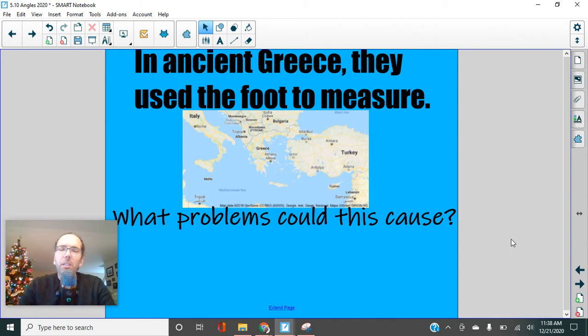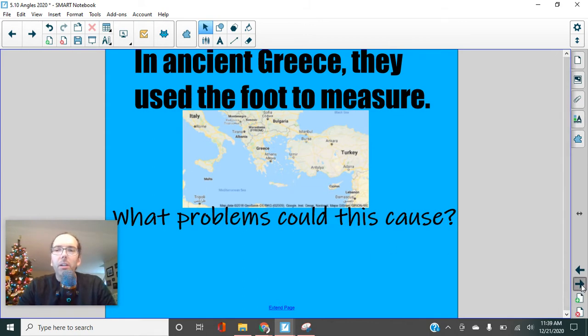In ancient Greece, though, before we talk about angles, they used the foot to measure something, right? So if I wanted to measure something, I would use my foot and measure it, and then my wife might measure it too. That could cause some problems. What kind of problems could that cause? Yeah, right. We have different feet. I have these gigantic size 13 feet, and your feet are littler than that. And I'm sure some people even have bigger feet than Mr. White here. So what's important is to create a standard unit of measure.